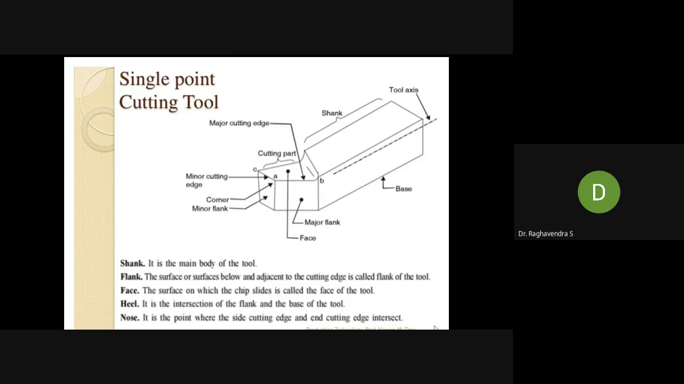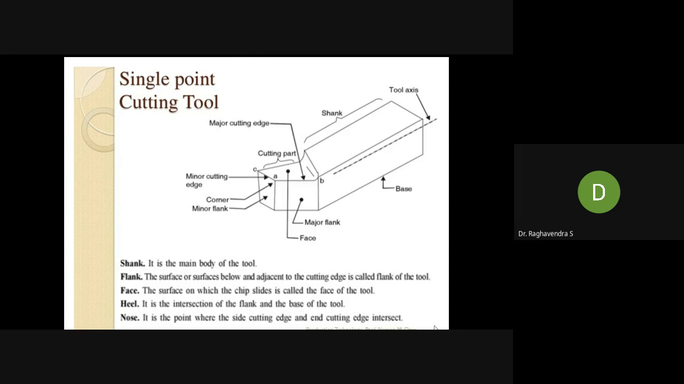Can you see that major cutting edge? There's a big arrow mark there. That is called the major cutting edge. That part is going to cut the material. Next, the whole body is called the shank. And below that major cutting edge is called the major flank. That is called the flank side. And one more edge, opposite to that cutting edge, is called the minor cutting edge, and the opposite side is called the minor flank. So the shank is the main body, and the flank is the surface adjacent to the cutting edge.